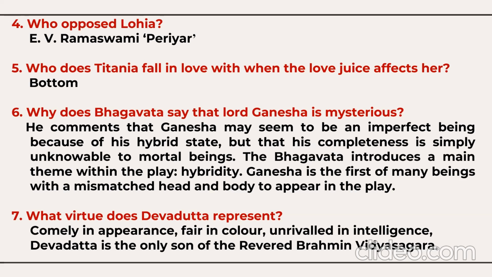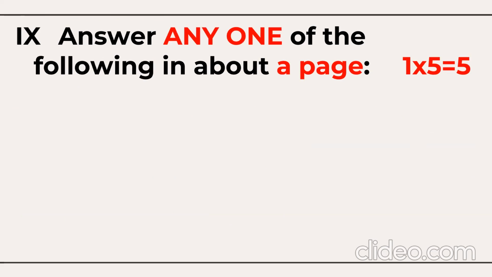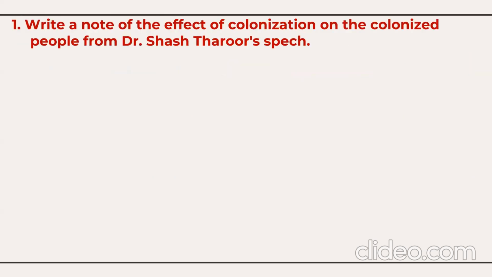So like this, out of 7 questions, you need to attempt only 5 questions. That is, each question is for 1 mark. Now, Part 2 of your question paper from the course book. Out of 3 questions, you need to opt for only one. That is for 5 marks. You need to write the answer in a page.